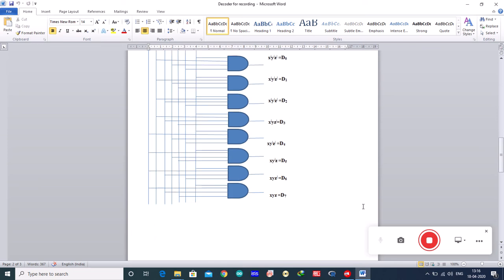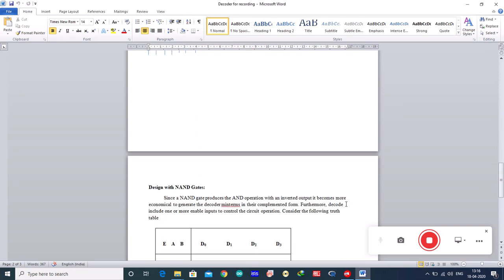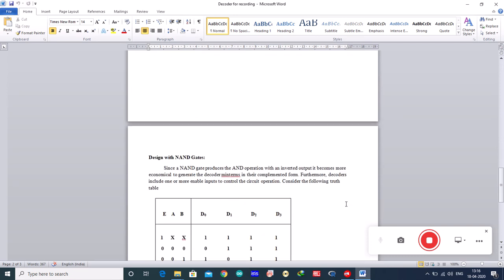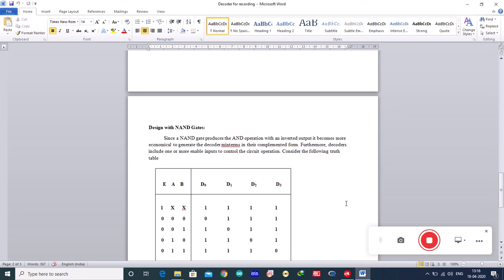Now this is the circuit which we have designed using just the AND gates. You can also realize the same circuit using NAND gates. The reason we use the NAND gate is that a NAND gate produces the AND operation with an inverted output, and it generally becomes more economical to generate the decoder minterms in their complemented form. Further, decoders include one or more enable inputs to control the circuit operation.